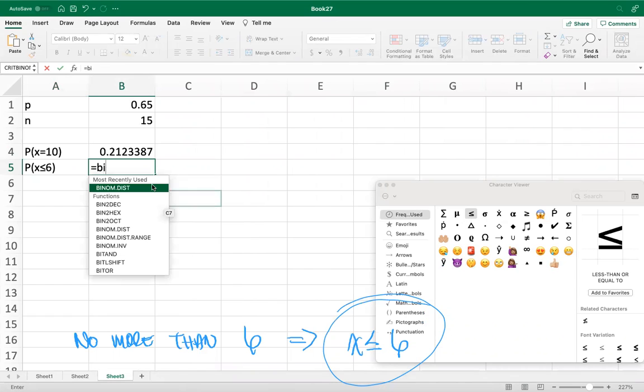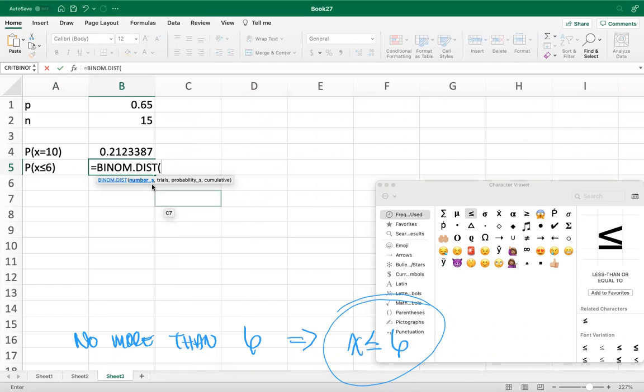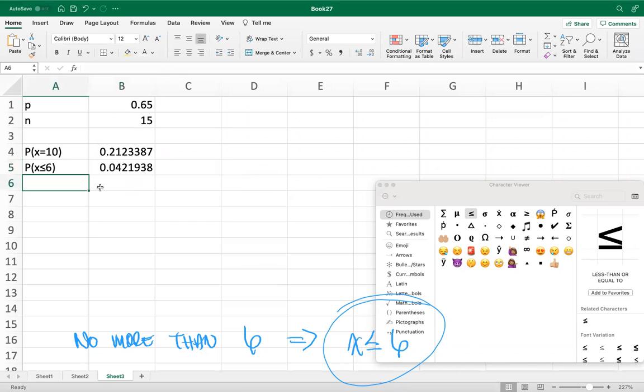So binomial distribution, number of successes, we want six. Number of trials, we have 15. Probability of success, 0.65. Cumulative, this time we do want it to be true. We don't want it to be false. True because it's going to add everything from six and below. And there we go.